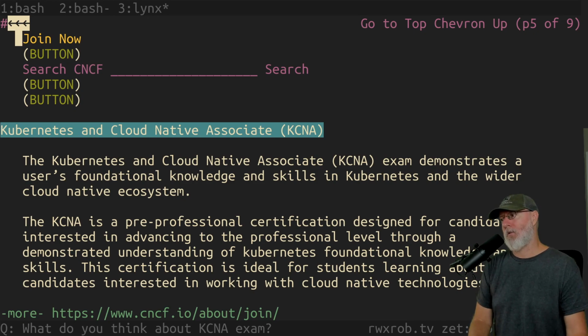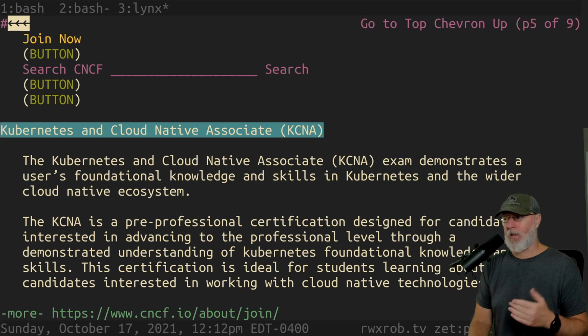Kubernetes and Cloud Native Associate demonstrates a user's foundational knowledge and skills of Kubernetes. That means you know what a pod is, right? You know what Kubernetes does. You know what container orchestration means, that kind of thing.